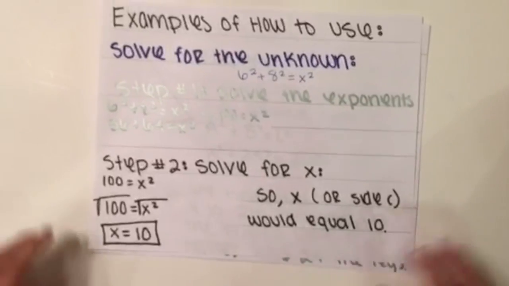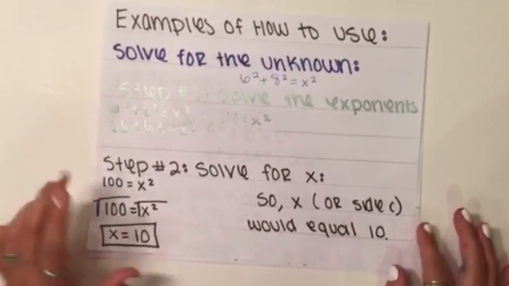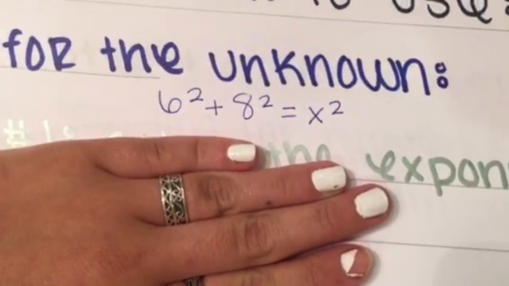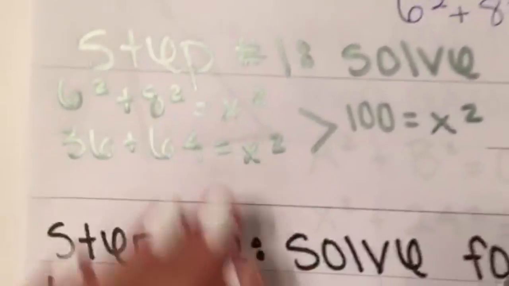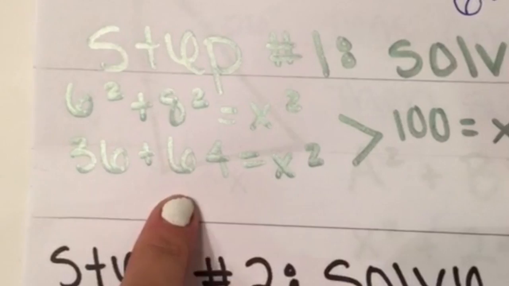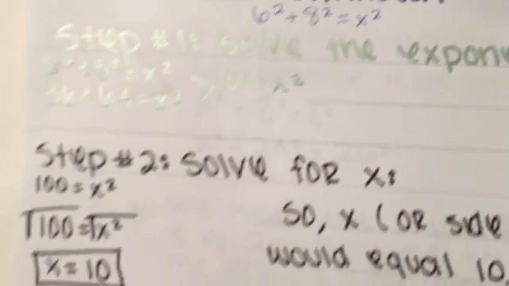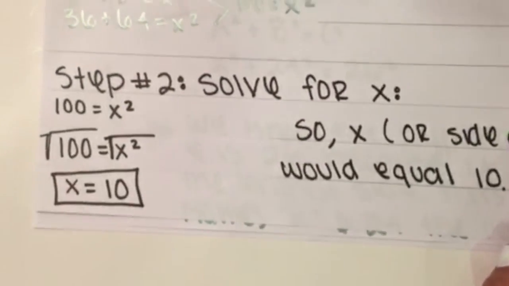So an example of how to use the Pythagorean theorem is right here. It's kind of hard to see, but it's 6 squared plus 8 squared equals x squared. And the first thing you do is you solve out for the exponent. So it'd be 36 plus 64. And then you bring it over here, and it's 100 equals x squared. And the second step is to just solve for it.